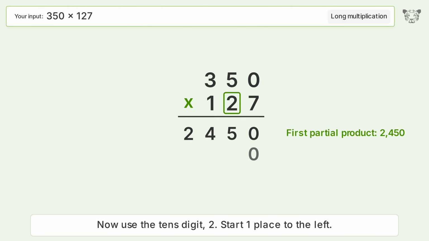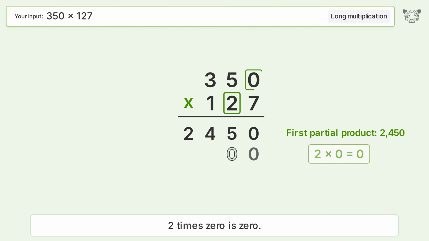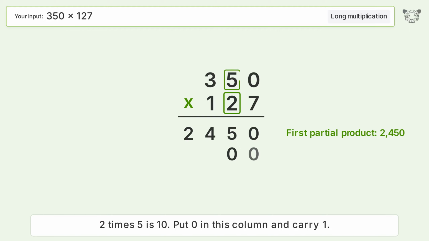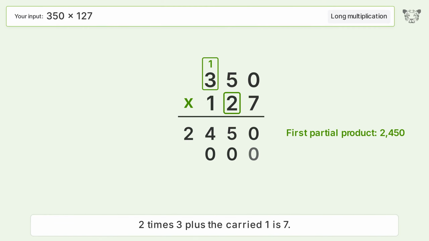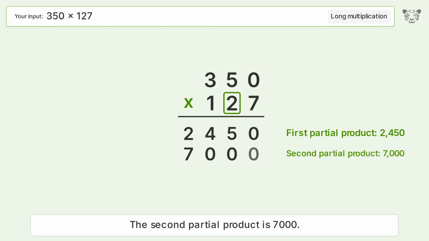Now use the tens digit, 2. Start one place to the left. 2 times 0 is 0. 2 times 5 is 10. Put 0 in this column and carry 1. 2 times 3 plus the carried 1 is 7. The second partial product is 7,000.